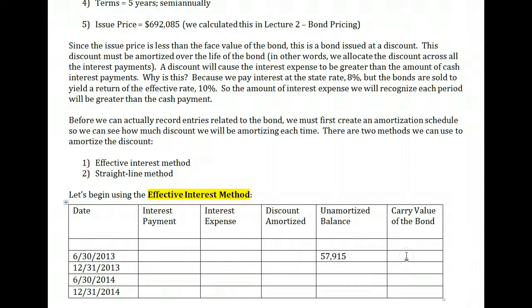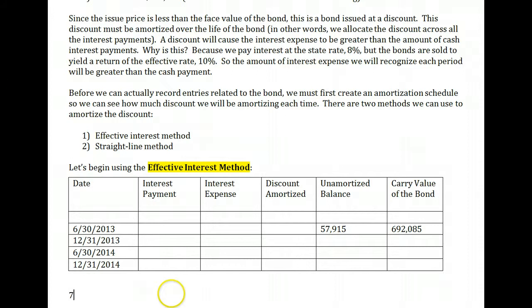Now, what's the carry value of the bond? Well, the carry value of the bond is the bond payable netted with the discount. So on day one, the carry value of the bond would be the $692,085. How did I get that? Well, the face value of the bond is 750. Since it's a discount, you're going to subtract out the discount of $57,915. So when you do that on day one, you will always find that the carry value of the bond to start with on issue date will equal the issue price of the actual bond. Okay, $692,085. All right, so that's to start with.